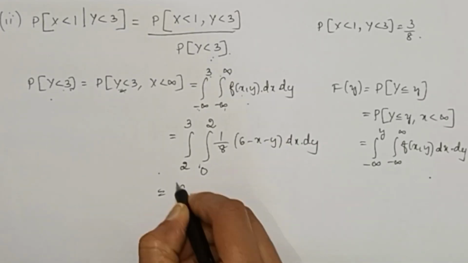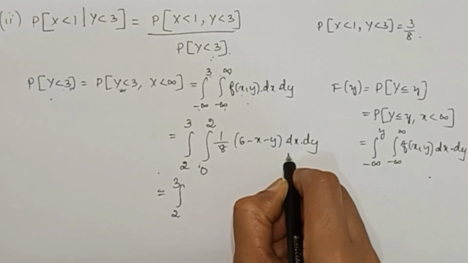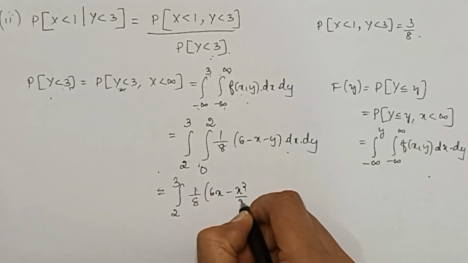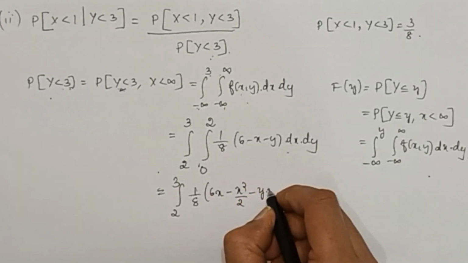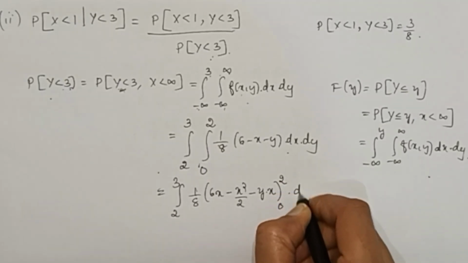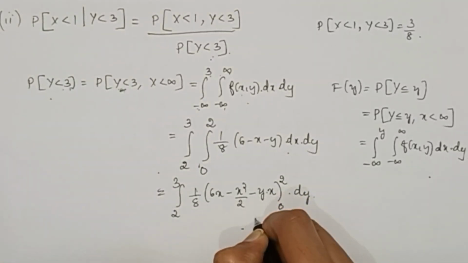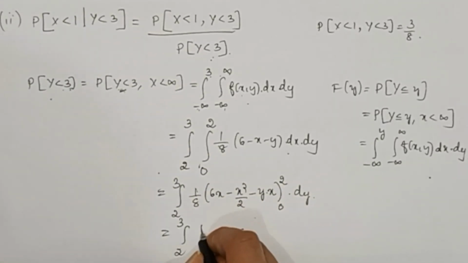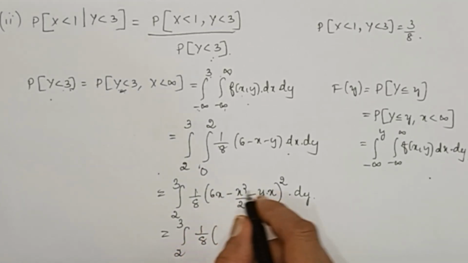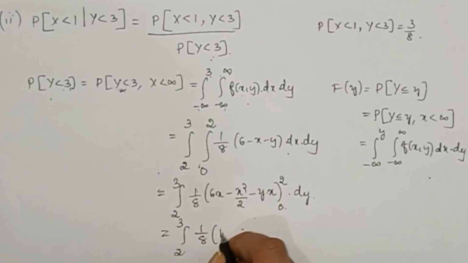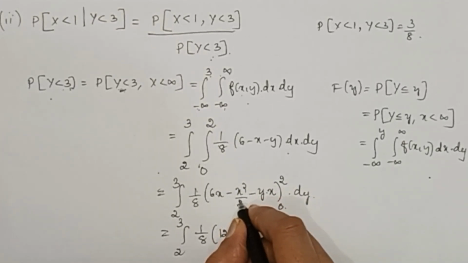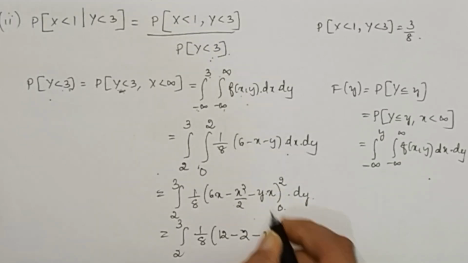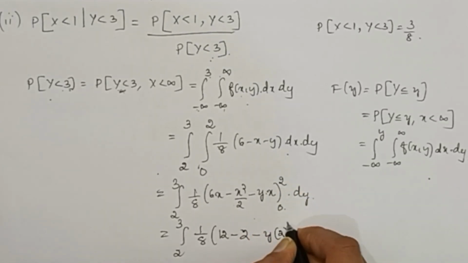So now 2 to 3 here. Now integrate this with respect to x. 1 by 8 into 6x minus x square by 2 minus y is a constant. Integral of 1 with respect to x is x. The x limits are 0 to 2, dy. You have to practice integration properly to evaluate all this. So integral from 2 to 3, 1 by 8 into, upper limit applied, 6 into upper limit 2, lower limit is 0. 6 times 2 is 12, minus here 1 by 2 outside, 2 square is 4. So 4 by 2 is 2, minus y is constant, x is 2, dy.